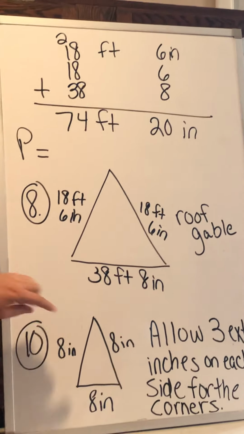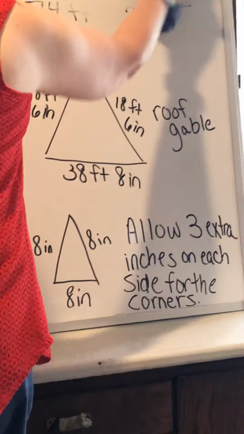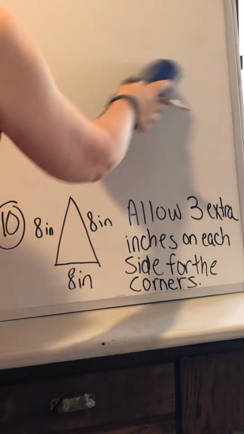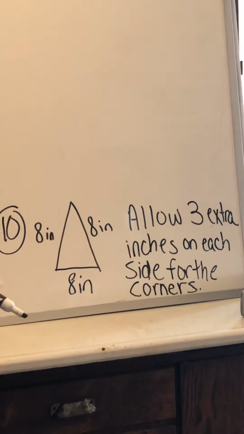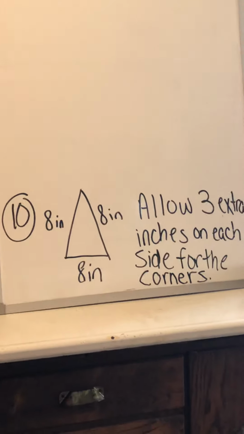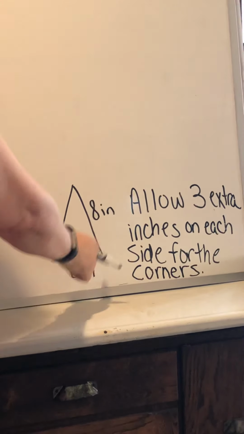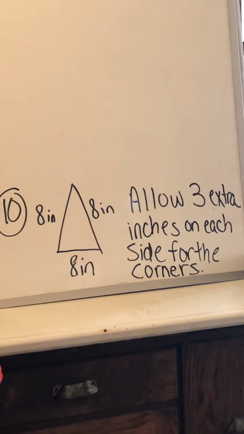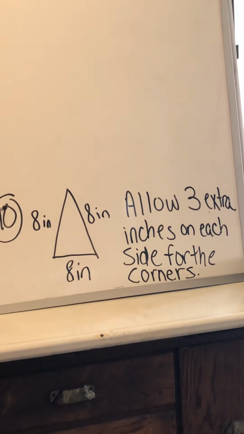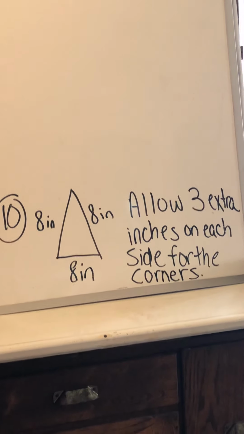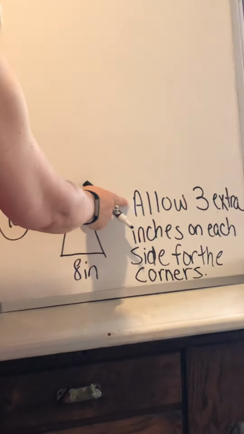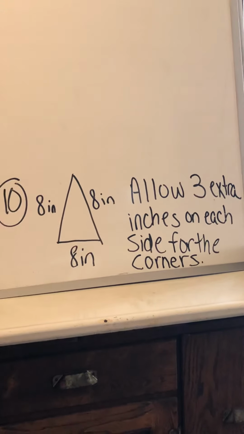Now, we have number 10 down here. And number 10 says, we have a triangular mirror right here, okay? And it says that it has 3 equal sides. It's actually called an equilateral triangle, okay? That's from our angle days just a few weeks ago. Okay, so 8 inches on each side, allowing 3 extra inches on each side for a corner, okay?